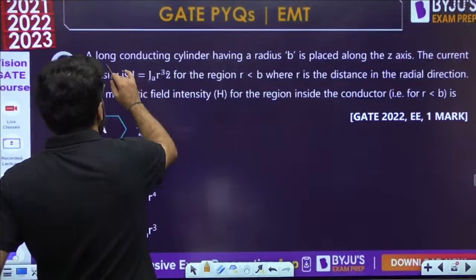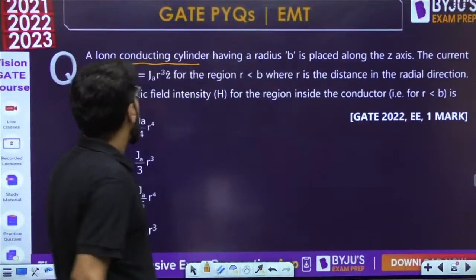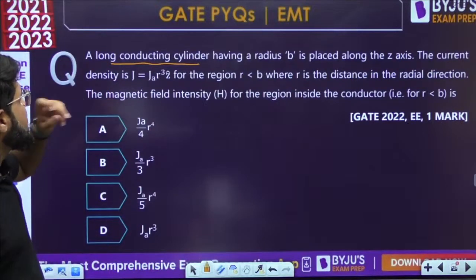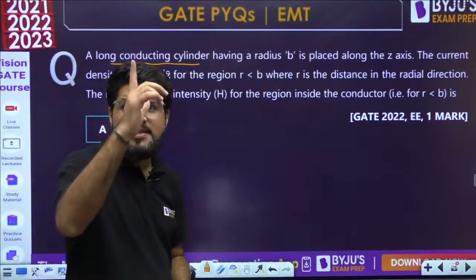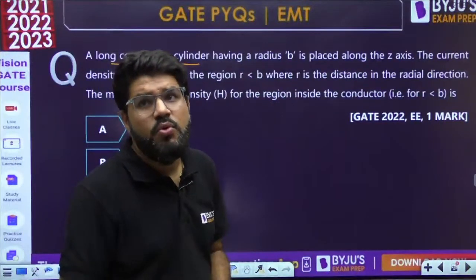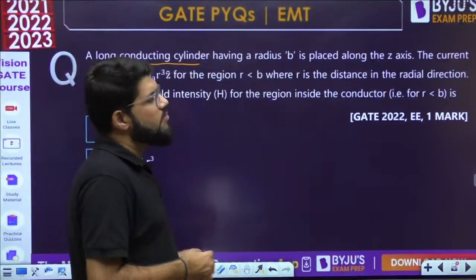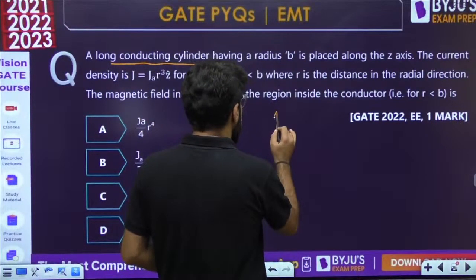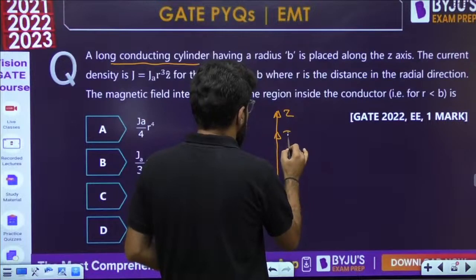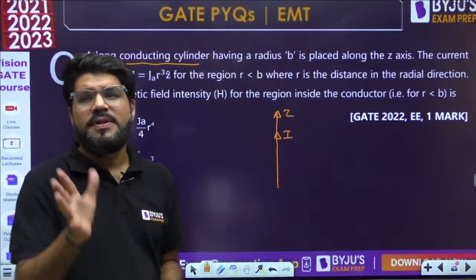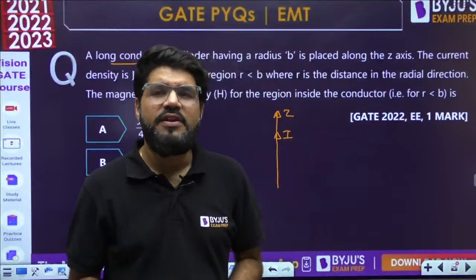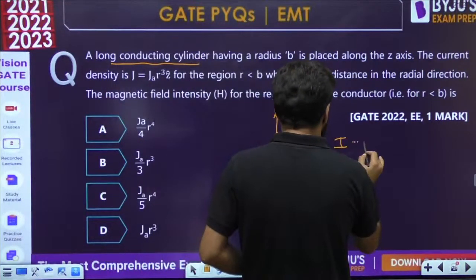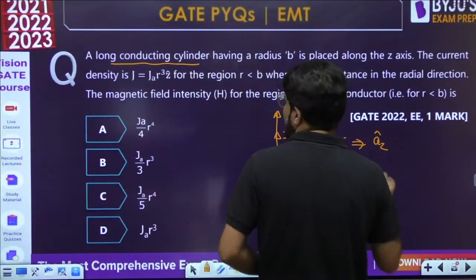Now, because it is a long conducting cylindrical wire, it has the current density J r cube in the Z direction. Since the current is in the Z direction, as per the right hand thumb rule, look, the current is in the Z direction. Current density is given, not current, but that is in the Z direction.